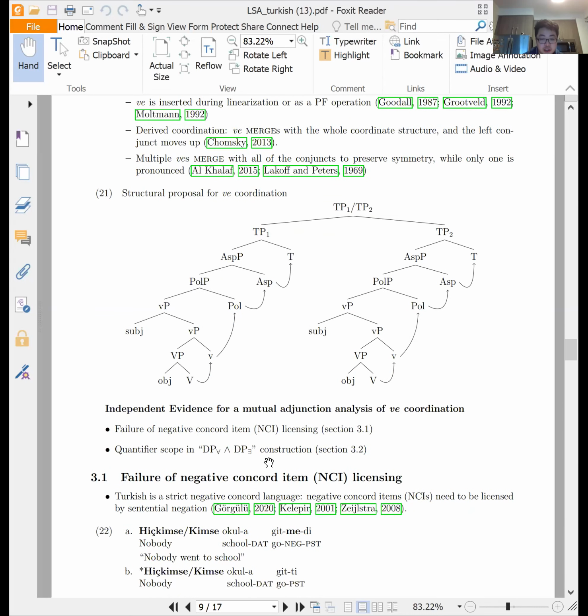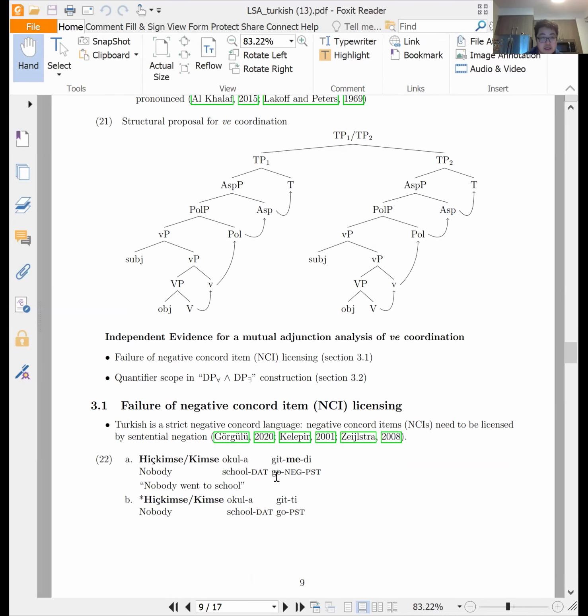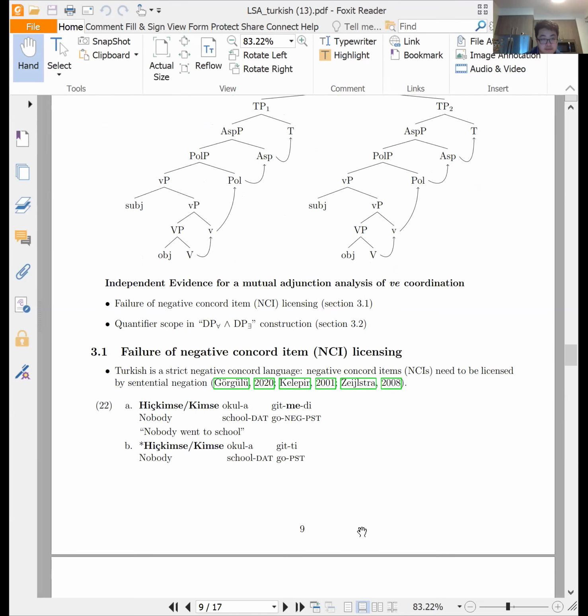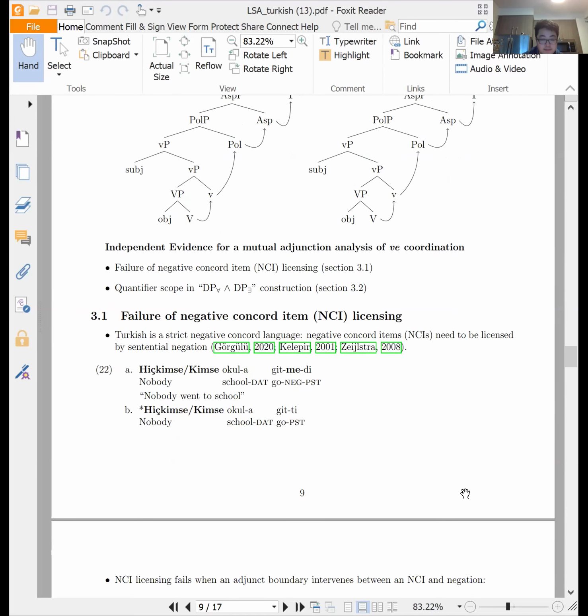We have a symmetric structure, and both conjuncts are basically adjuncts. And I will present two pieces of independent evidence in support of the structural symmetry and the adjuncthood of the conjuncts. One is the failure of negative concord item licensing, and the other is the quantifier scope, basically the failure of quantifier scoping in Vape coordination. So first, let's look at the failure of negative concord item licensing.